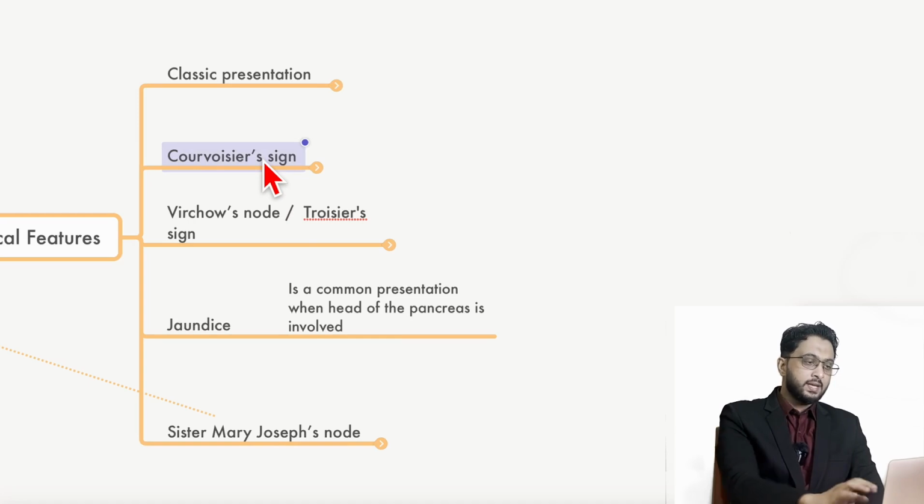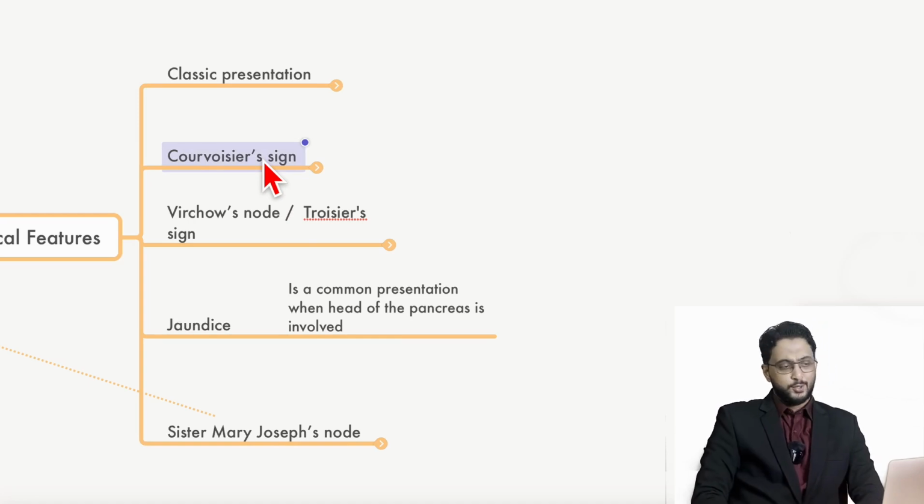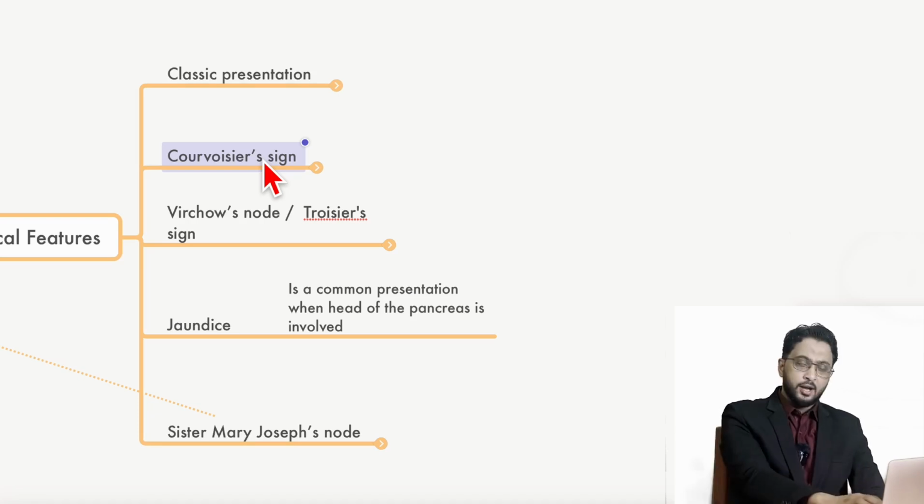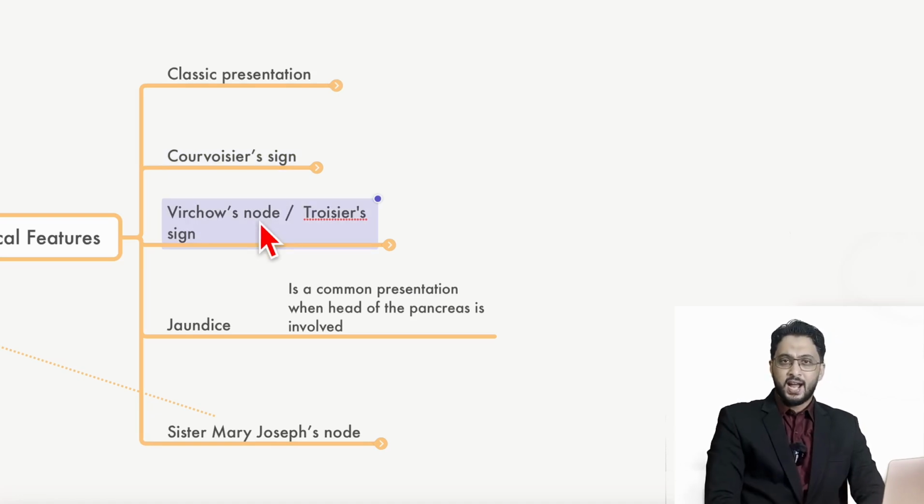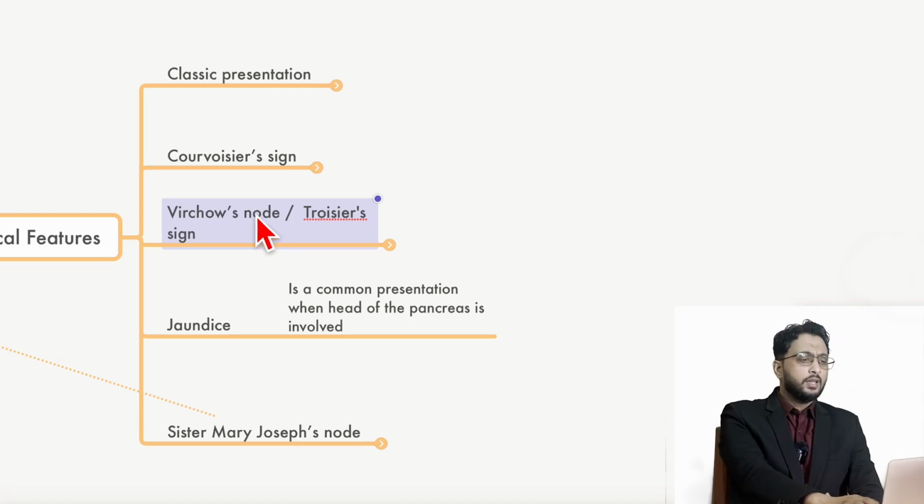Then a few signs there. Courvoisier sign, I don't know how you pronounce it, however you want. So Courvoisier sign, you have to know this. Then there is Virchow's node. Virchow's triad, what is that? Your clot formation, thrombus formation, endothelial injury, we studied it, isn't it? But this is different. It is Virchow's node which is related to here, and all these are not very specific to pancreatic cancer. I'll come to that. Jaundice again is a very important symptom.